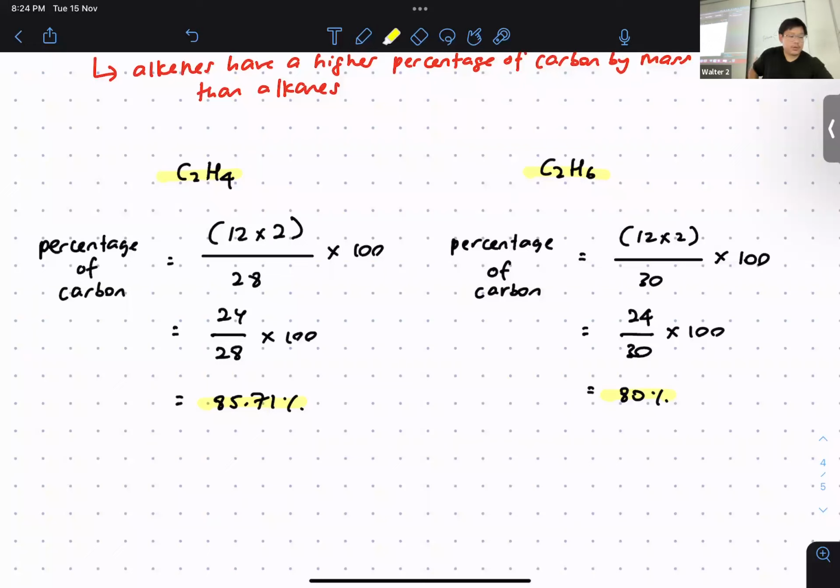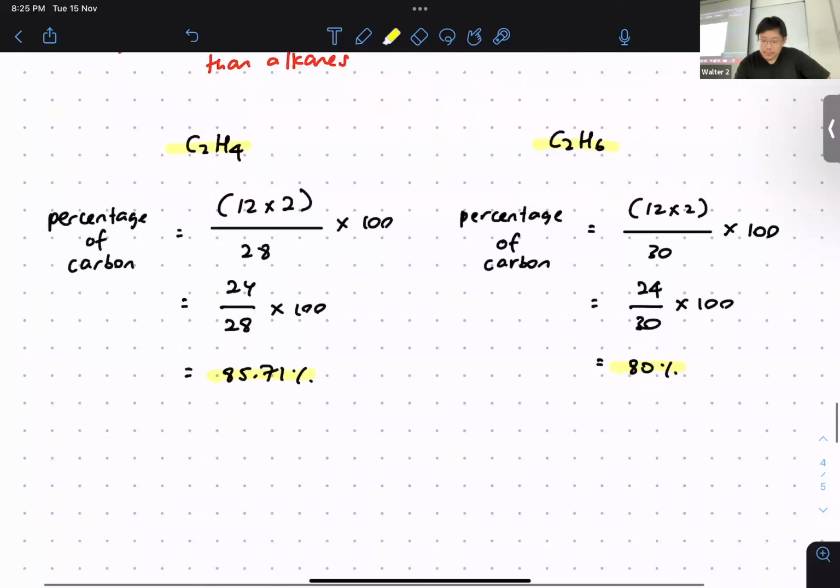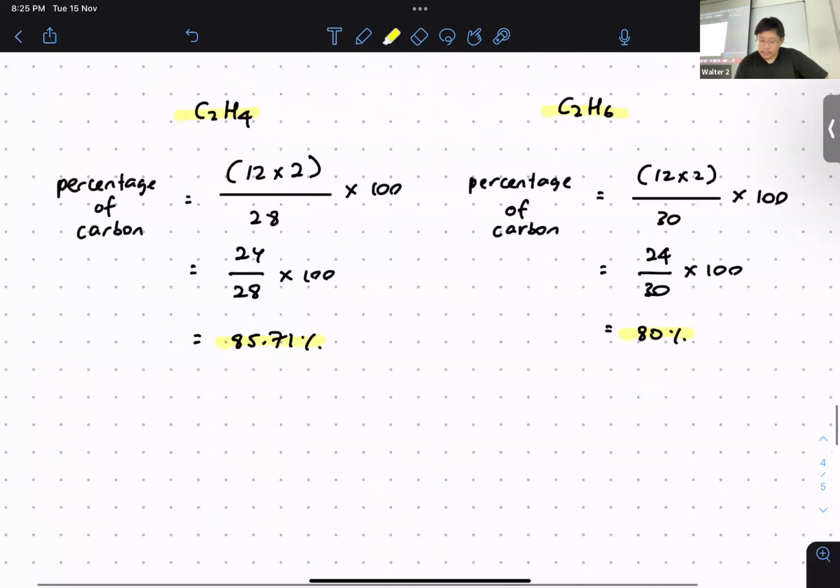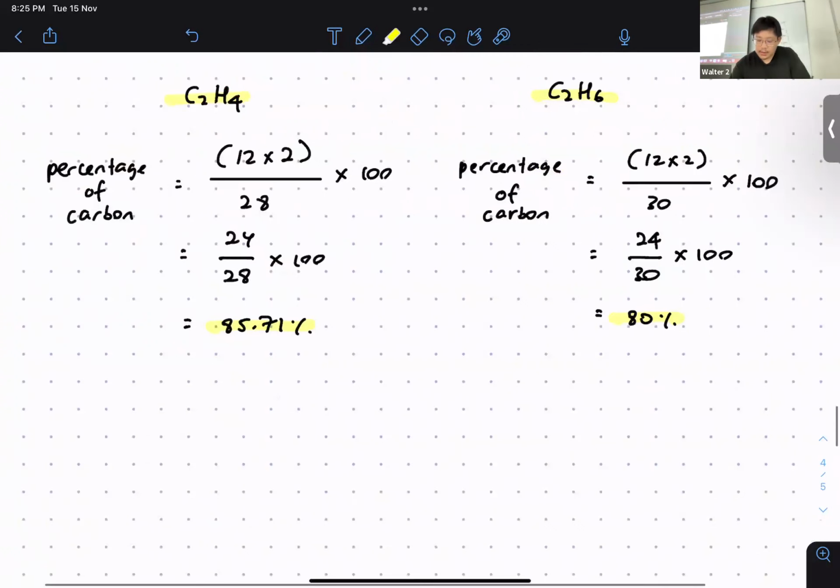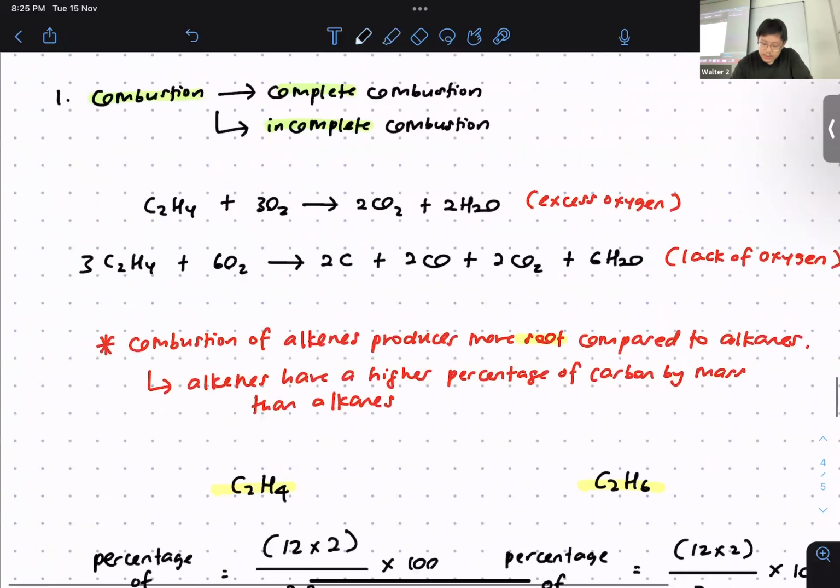Okay, so that's the combustion reaction. The next reaction we're looking into will be a wide range of reactions called addition reactions.